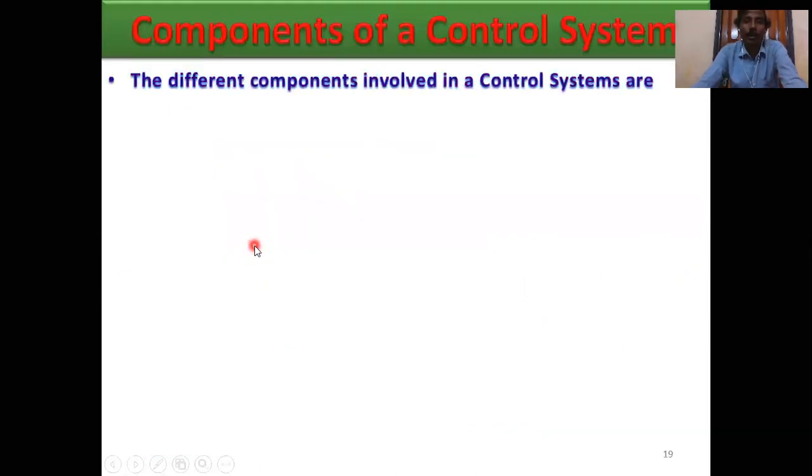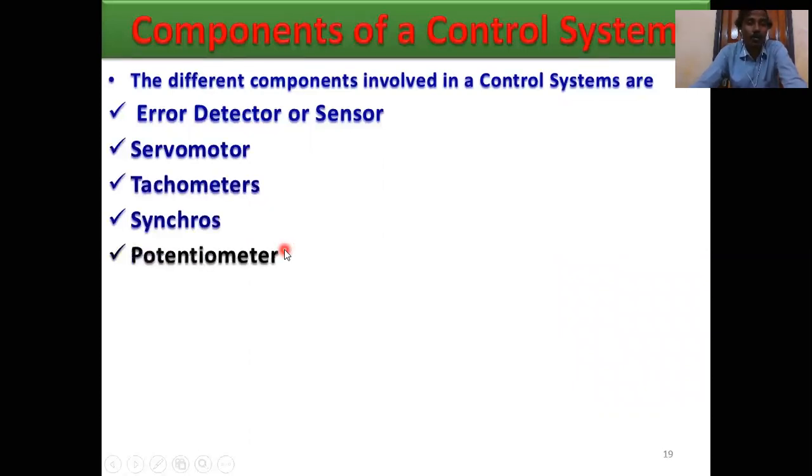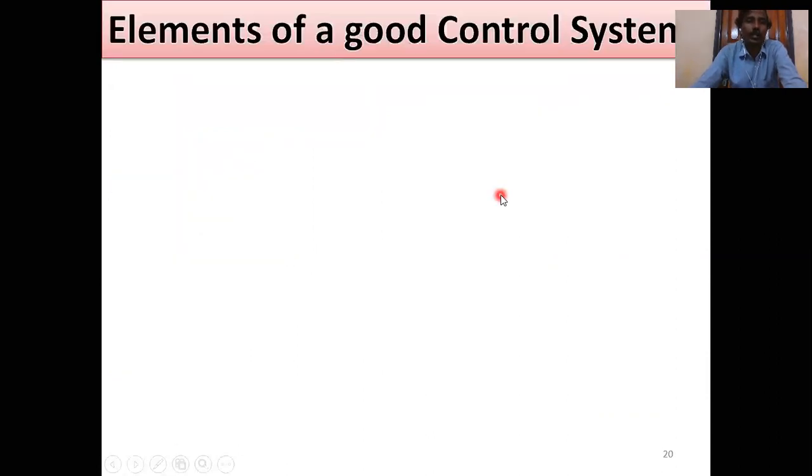So the components of control systems: error detector or sensor, servo motor, tachometers, synchros, potentiometer, modulator and demodulator, stepper motor, resolver, position encoder, actuator. These are all components of control systems.